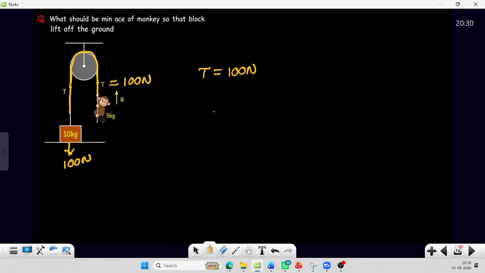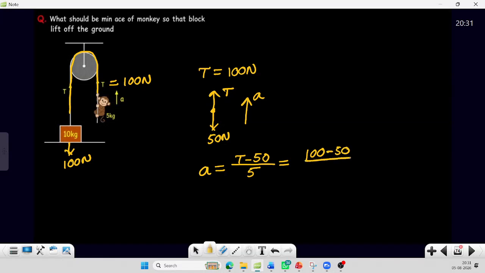Now tell me the weight of this monkey. The weight of the monkey is 50 newtons, and we have tension T. The monkey has to move in which direction, up or down? Up is given. So write the acceleration: a equals (T minus 50) by 5. The T value is 100, so (100 minus 50) by 5. So A is 10.